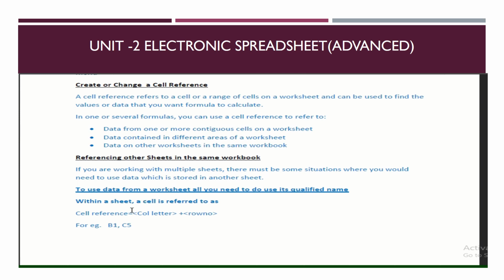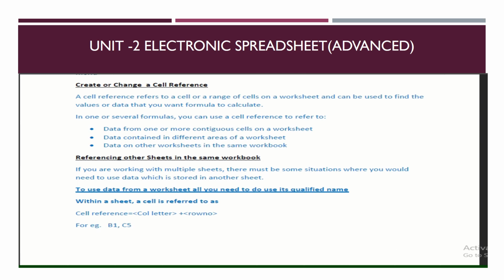Qualified name होता है कि within a sheet when you want to refer to a cell, तो cell को refer करने के लिए हम क्या करते हैं? Column letter plus row number. So this is the cell reference. तो अगर जैसे आपको सेल B1 को रेफर करना है तो you will refer to it by its column letter. Column letter would be B and the row number would be 1. So the cell reference would be B1, right? So within a sheet, if you want to refer to a cell, you will refer in this way.